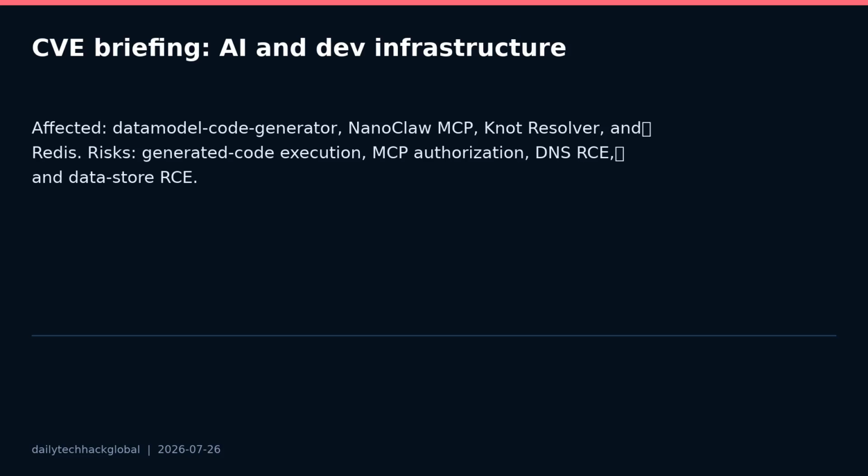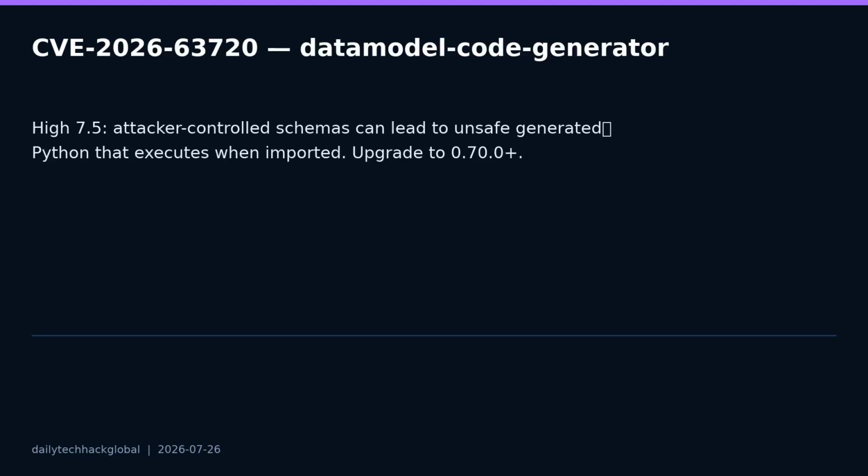CVE-2026-63720 in datamodel-code-generator. NVD rates it high, CVSS 7.5, and describes code injection that can execute when generated Python is imported. Patch, restrict inputs, and review automation now. First, datamodel-code-generator before version 0.70.0 is affected.